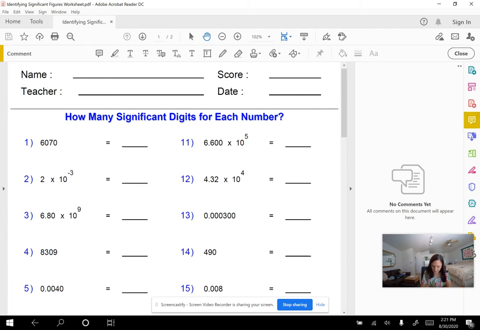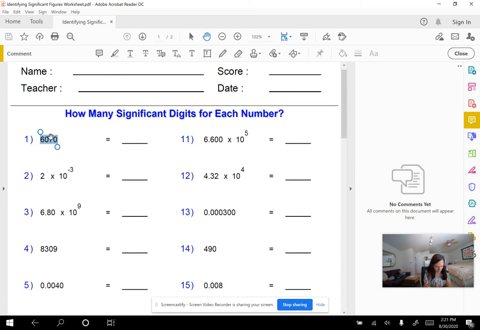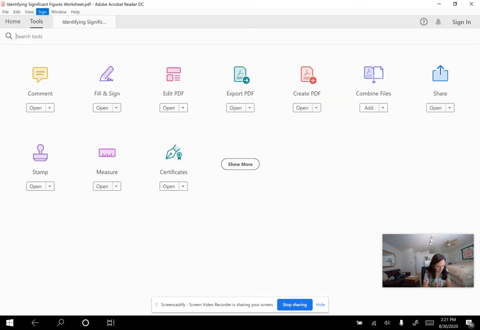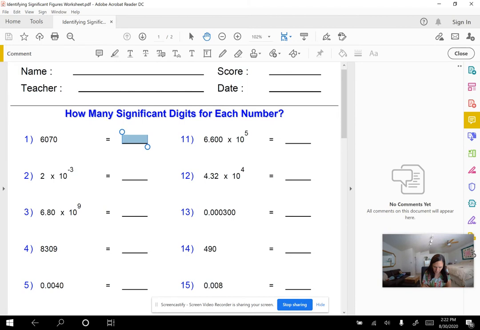Now, I don't know if I'm going to be able to actually mark this because this is an Adobe document, and I'm having troubles with marking this quickly. Let's see, tools. Let's see if I can comment. Okay, let's make a comment. It's not going to let me highlight this one.